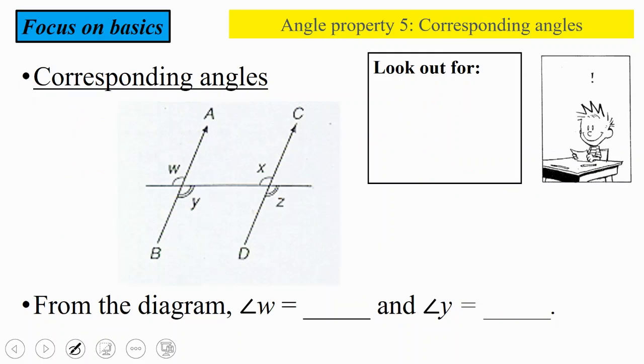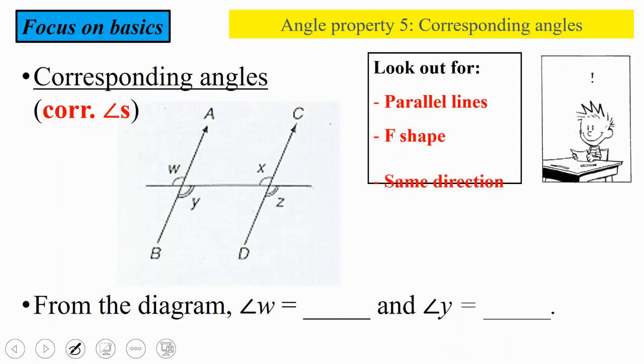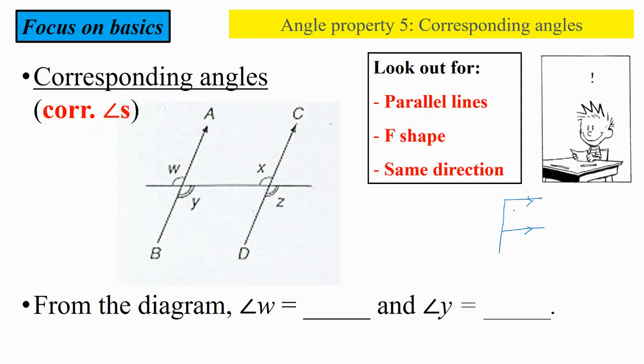Next, corresponding angles. First of all, we need to look out for the parallel lines, and then we're looking for an F shape, in the same direction. What do we mean by this? If we have a pair of parallel lines like that, we'll be looking out for something like this, in the same direction, meaning it's on the same side of the transversal. This will be the transversal, the line that cuts the parallel lines. And it will be on the same side of the parallel lines as well.